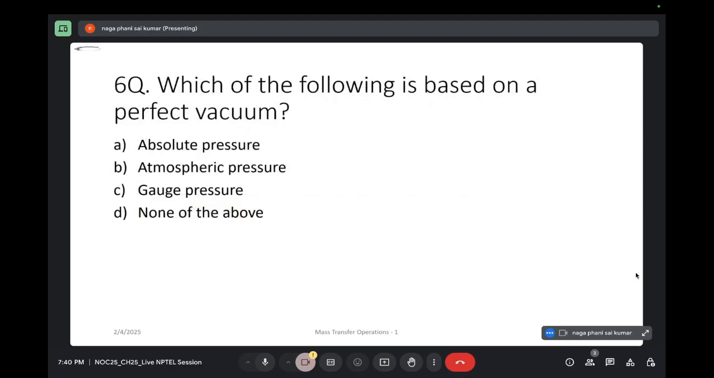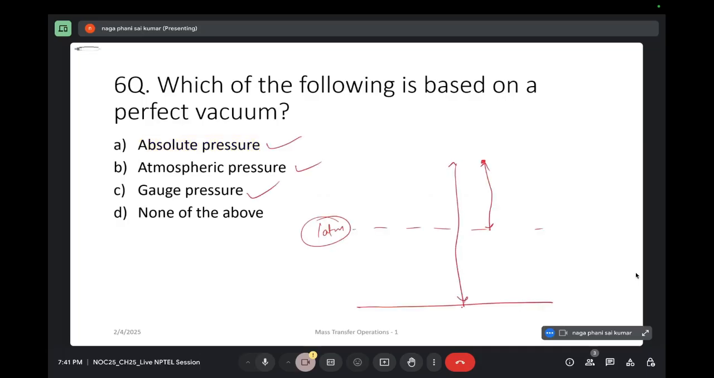Which of the following is based on perfect vacuum? When you are measuring a pressure with respect to the perfect vacuum, that is going to be called absolute pressure, right? Atmospheric pressure is going to be the pressure exerted by the atmosphere at standard temperature. And gauge pressure will be the pressure which is measured with respect to the atmospheric pressure, right? So that is gauge pressure. And this is going to be the absolute pressure.